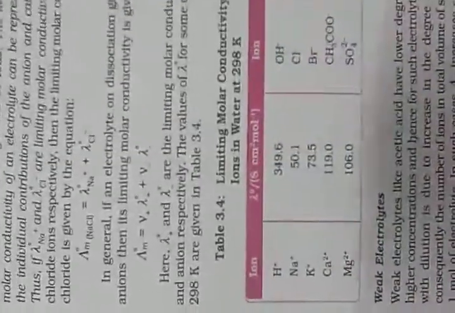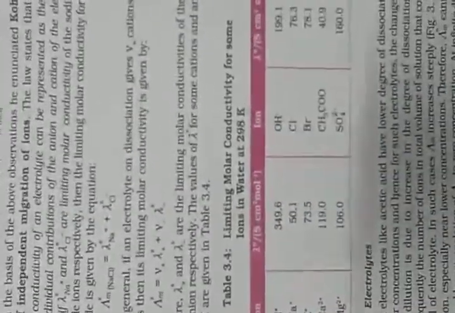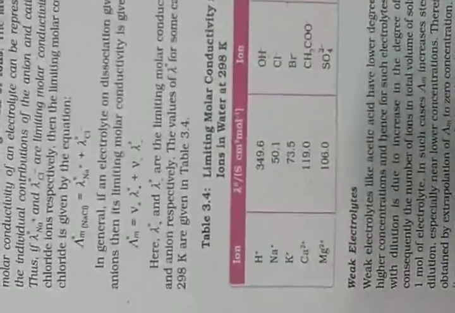In table 3.4 you can see the values of limiting molar conductivity for some ions in water, like H ions and Na ions. So you can calculate from the positive ion and from the negative ion using these values.